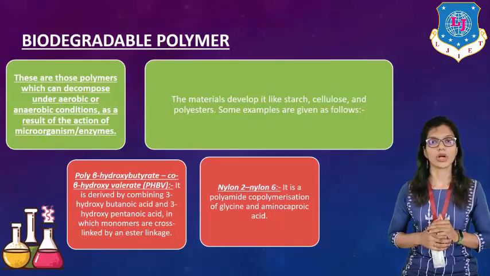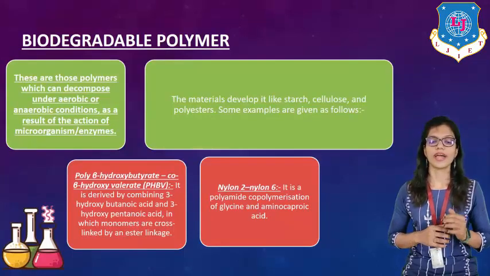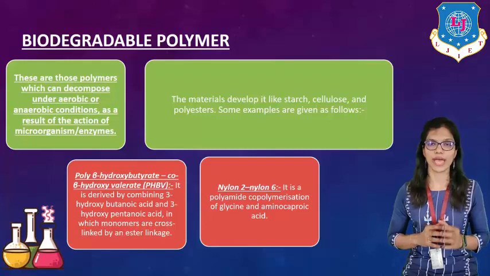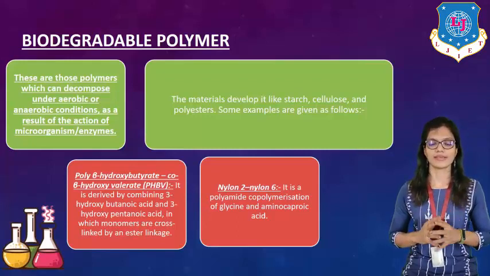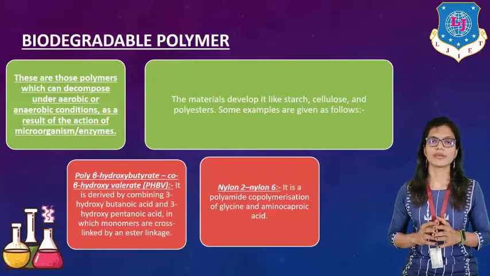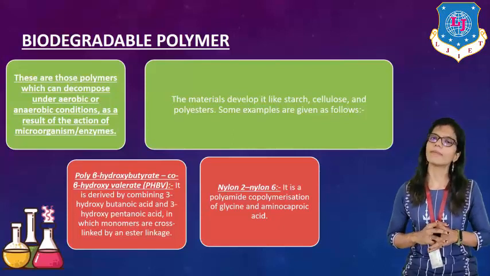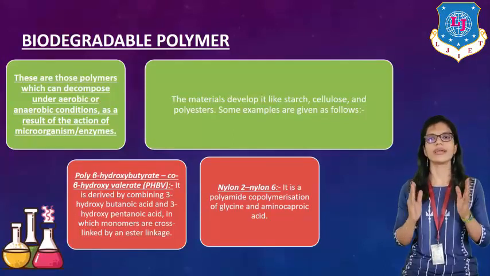First one, we will talk about poly-β-hydroxybutyrate-co-β-hydroxyvalerate. Here PHBV is derived by combining 3-hydroxybutanoic acid and 3-hydroxypentanoic acid, in which monomers are cross-linked by the ester linkage. Okay, and because of it they become biodegradable.